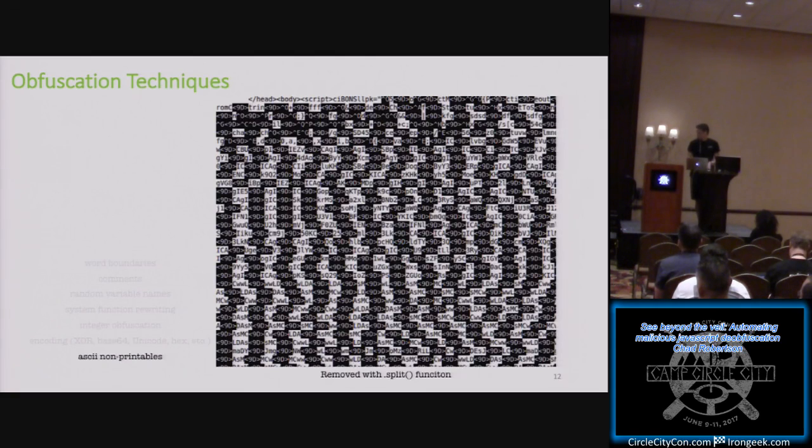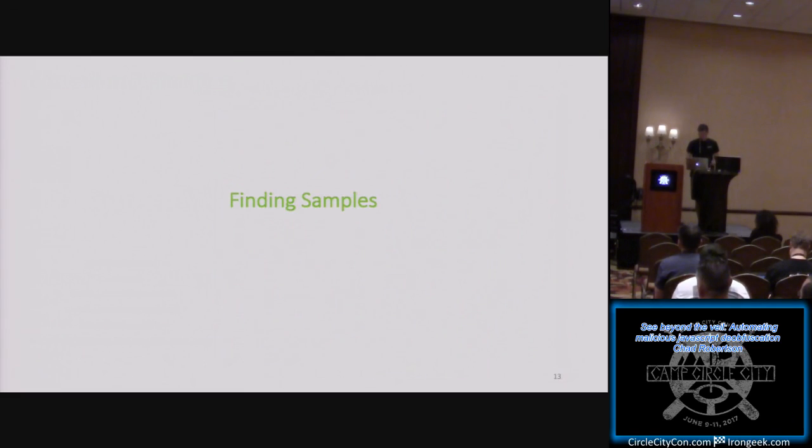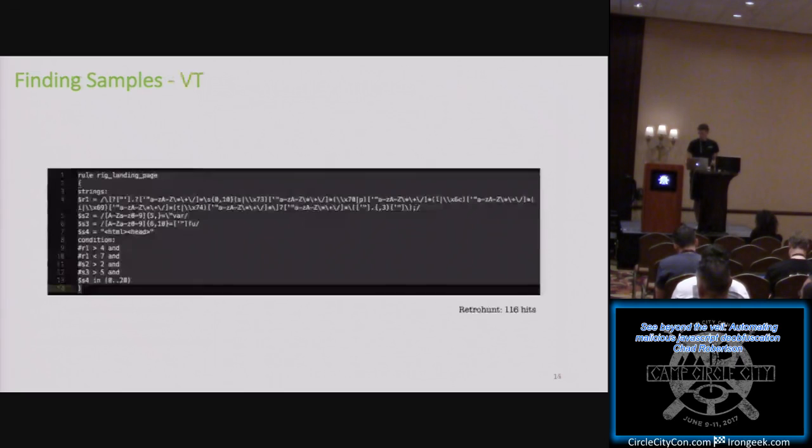And then in the JavaScript, it's removed with the split function, which we can just duplicate in Python code. Okay, so finding samples. Where do you find this stuff? VT is a really great source, obviously. Pastebin and other websites, but we'll talk about the different websites you can get this from in a minute. Focus on VT first.